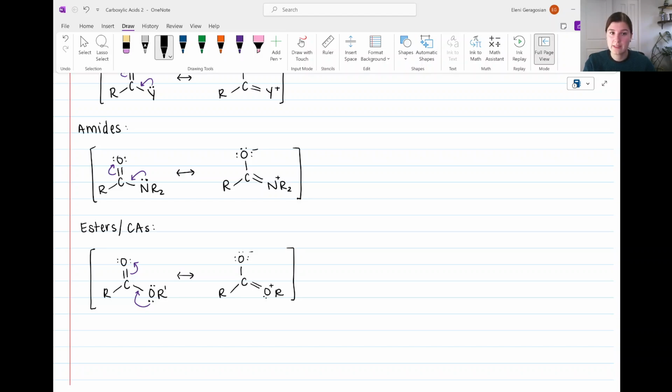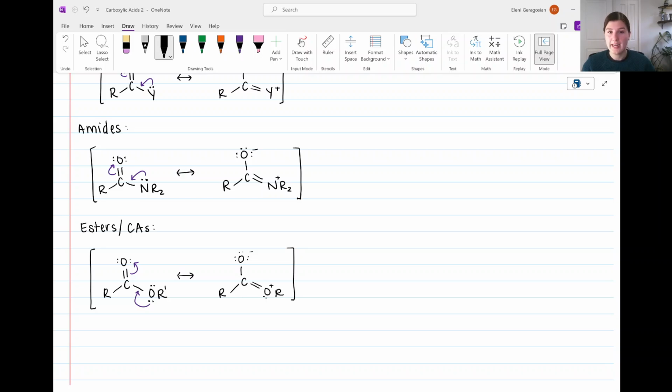When we're looking at resonance in the amide, the nitrogen is donating electrons towards the carbonyl carbon. And remember, if we have more electron density around the carbonyl carbon, that's a less reactive carbonyl carbon. Having less electron density around the carbonyl carbon makes that carbon more reactive so that the nucleophile can then come in and donate its electrons to create a bond.